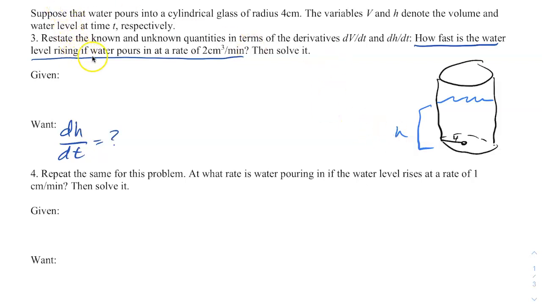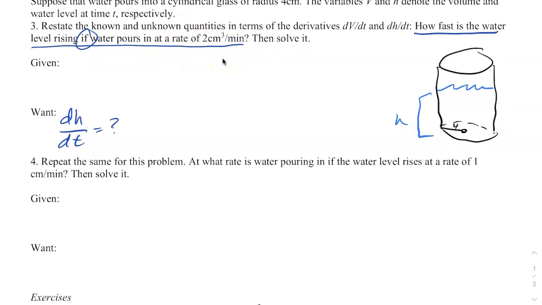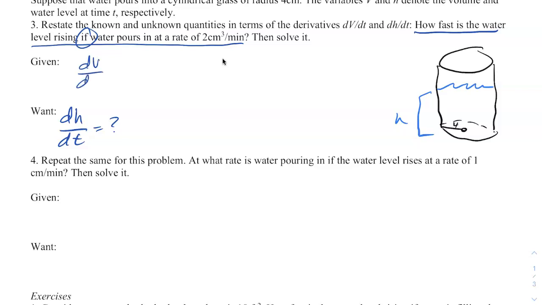What do they tell us? Keyword there, "if" the water pours in at a rate of 2 centimeters cubed per minute. Now, water pouring in, if you're not sure what that is, look at the units. That's cubed, which means volume. Area is squared, and a side is usually to the power of 1. Area is squared and volume is cubed. This is a cube, so this is dV/dt. So dV/dt is 2 centimeters cubed per minute.